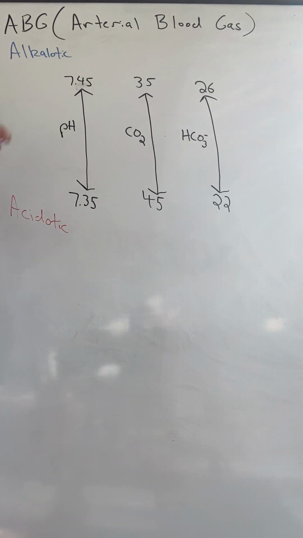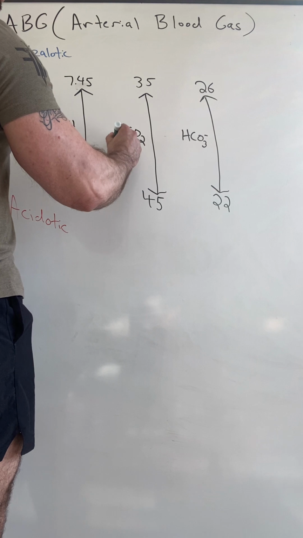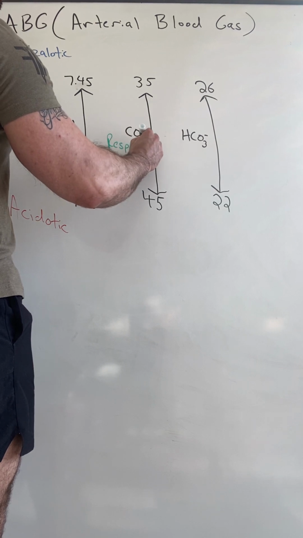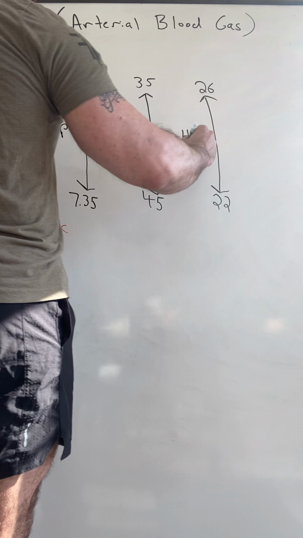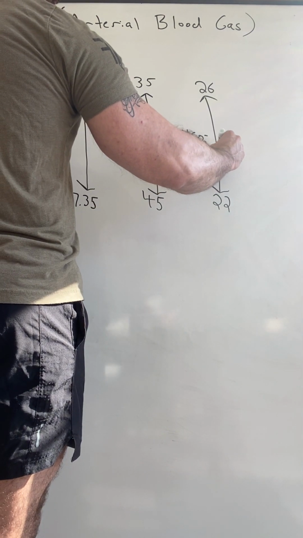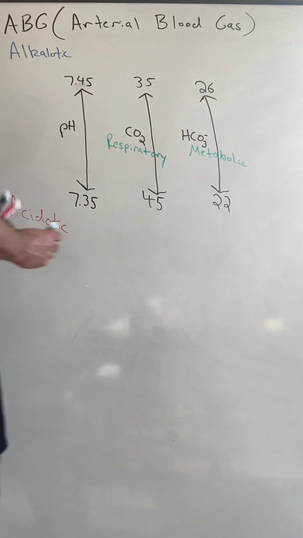Okay, and then we know CO2 represents a respiratory pathway, so we'll put respiratory here, and this is metabolic. Right. Okay, so this is your chart. You can map this out for every ABG you do until you get good enough at it where you won't have to do this anymore.